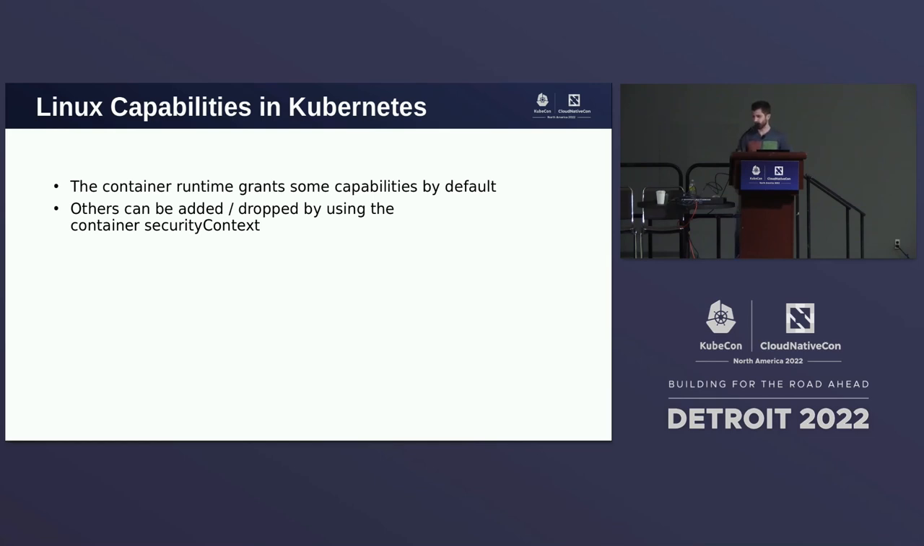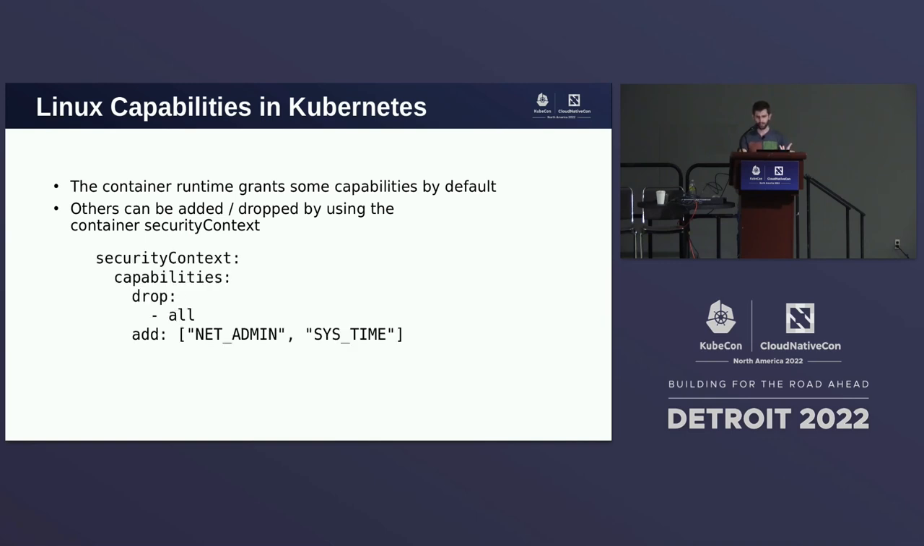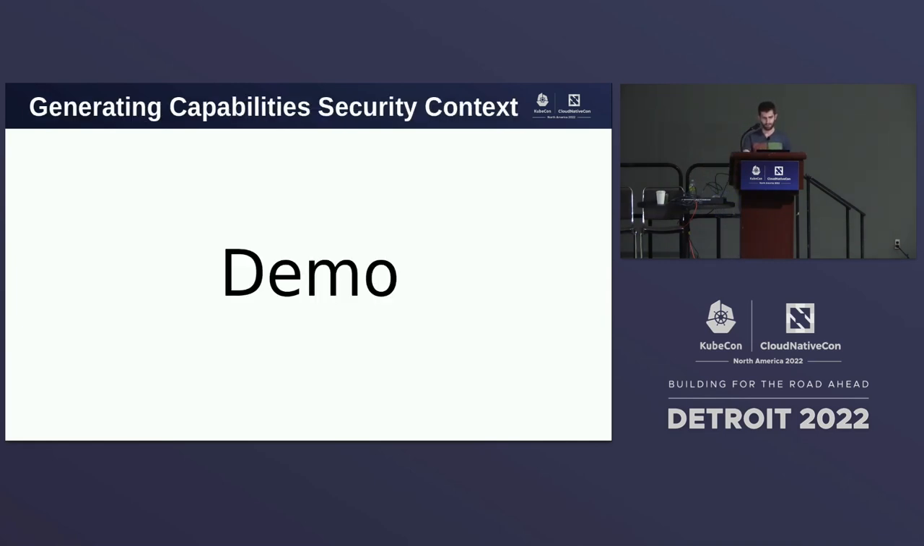In Kubernetes, the container runtime gives us some capabilities by default, and we can add or drop the capabilities that we want to give to our container by using the security context. So this is an example. In this case, we are dropping all the capabilities, but we are only adding the capabilities that we need for our container. So the problem here is very similar to the previous one.